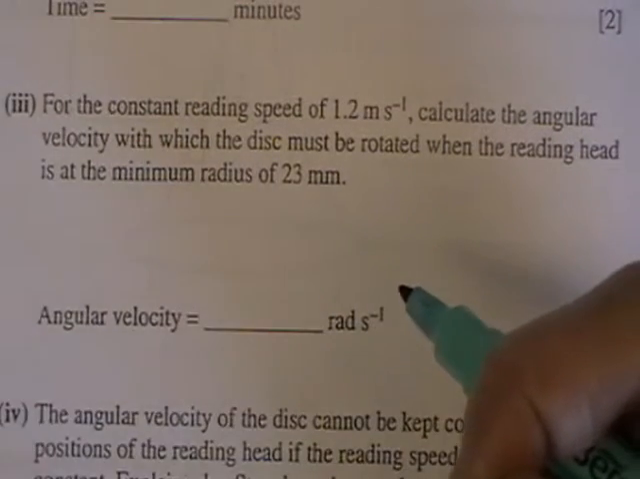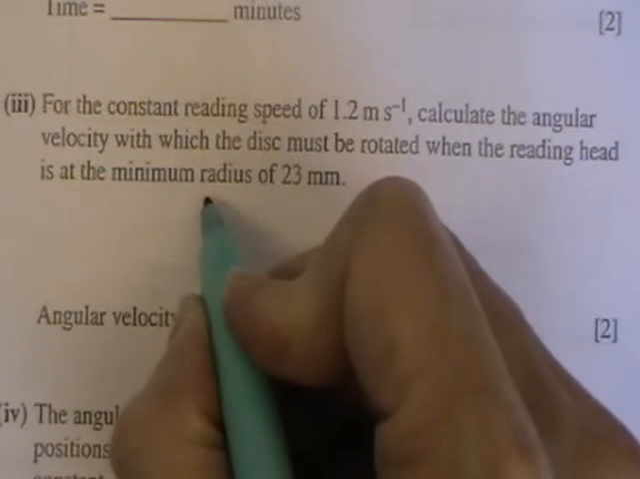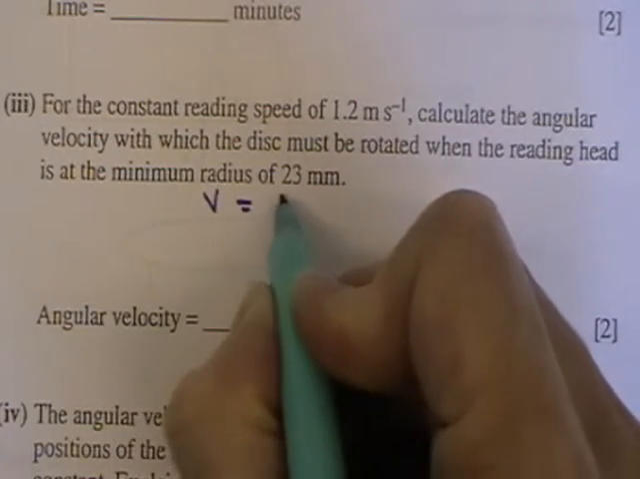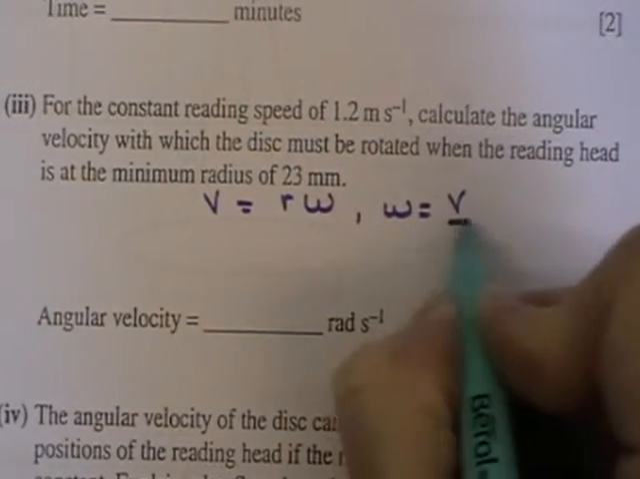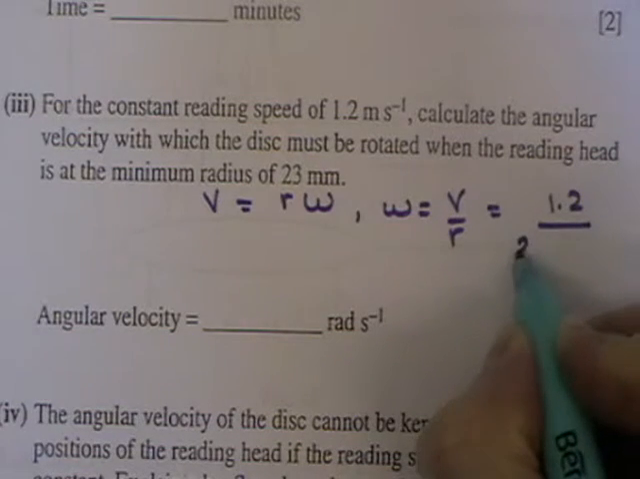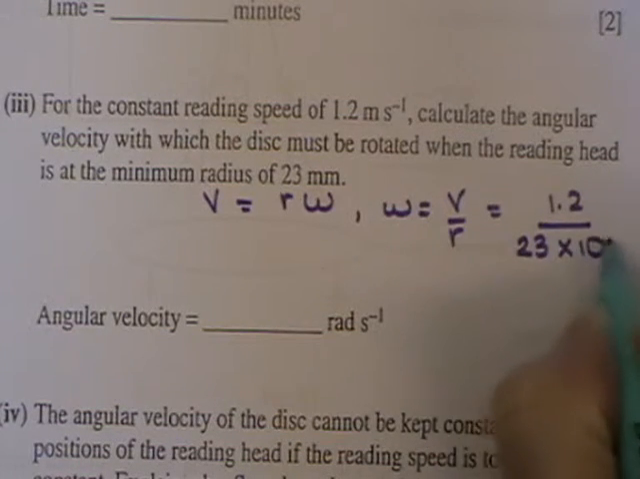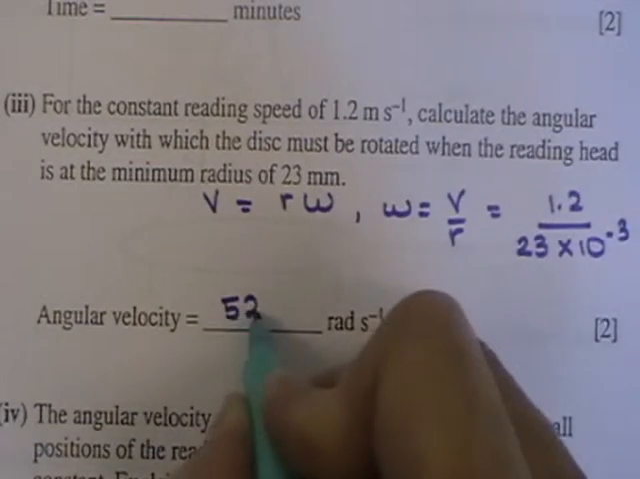Part 3, for the constant reading of 1.2 metres per second, calculate the angular velocity with which the disc must be rotated when the reading head is at a minimum radius of 23 millimetres. So we're going to use one of our circular motion equations. v is equal to r omega. We're looking for omega, so omega is equal to v over r. And v is 1.2 and r is 23 by 10 to the minus 3. Because it's in millimetres, we need to change it to metres. And that gives you 52.2.